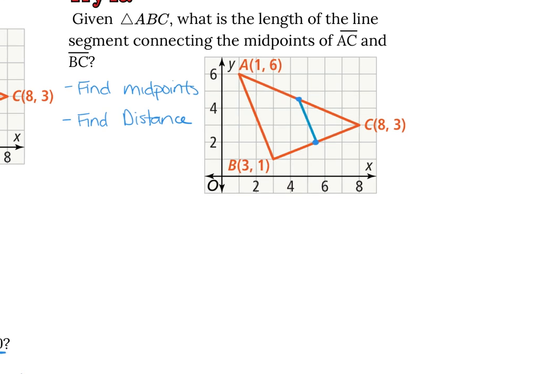All right, so we're going to find midpoints. We'll start with AC. Okay, again, to find my midpoints, I add them together, divide by 2. So 1 plus 3 plus 8. 1 plus 8 divided by 2, 6 plus 3 divided by 2. My midpoint for AC will end up being 9 halves and 9 halves.